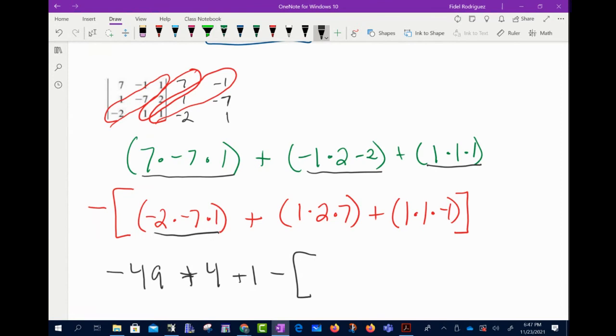Negative 2 times negative 7 times 1 is a positive 14. Plus 1 times 2 times 7 is another 14. And 1 times negative 1 is a minus 1. Okay. So again, all I'm doing, I'm multiplying.